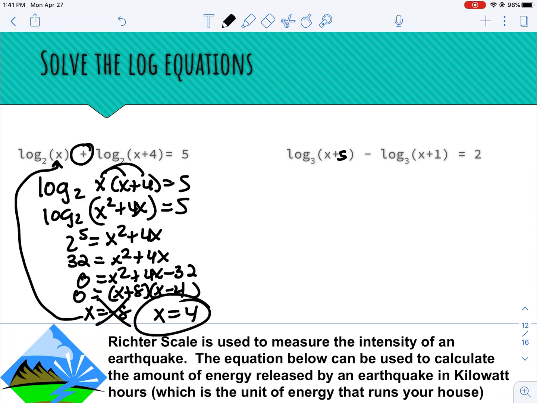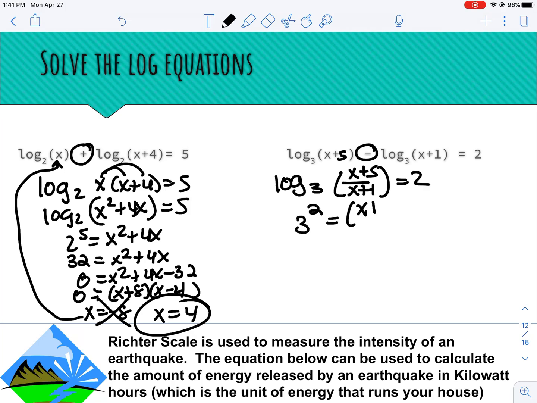Keep in mind this one, I can't do a negative. That's extraneous. The 4 over here, those should work. And again, you can double check those by putting them in your calculator or doing some mental math there. So last one, this one has a subtraction. So if I'm subtracting, the property for that was division. So I'm going to write those as a division problem.